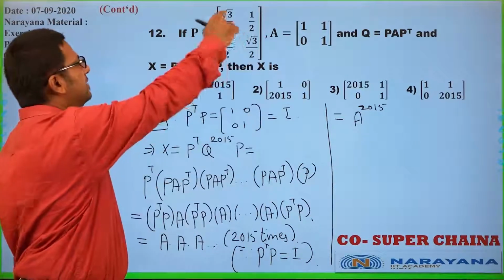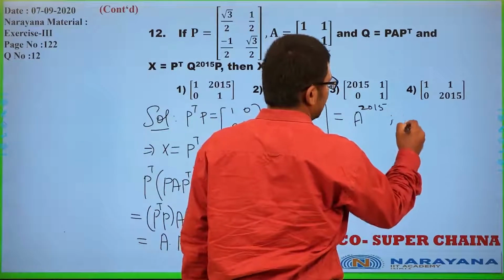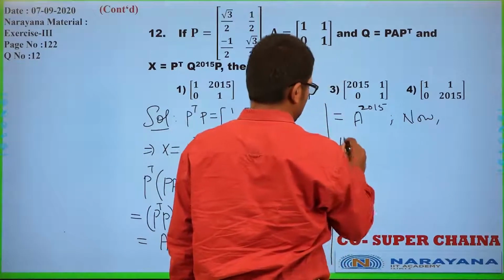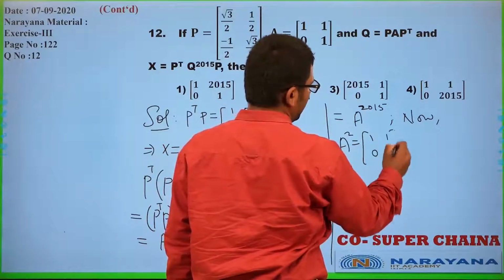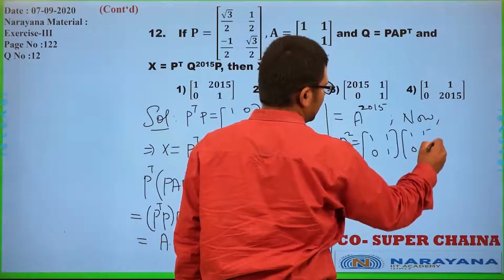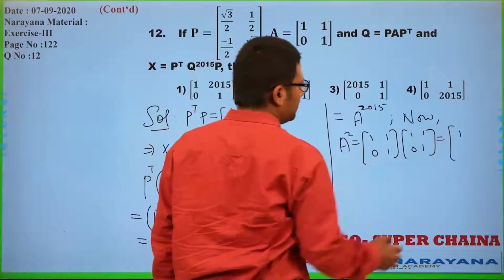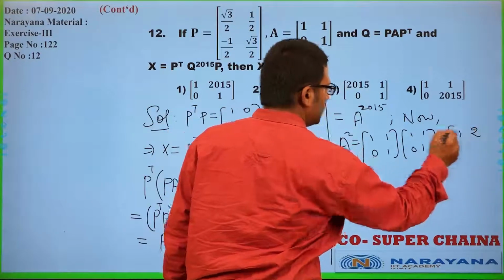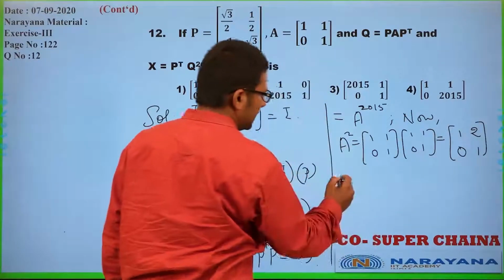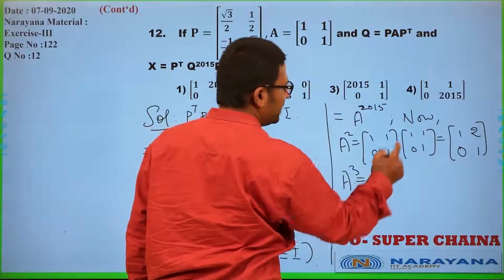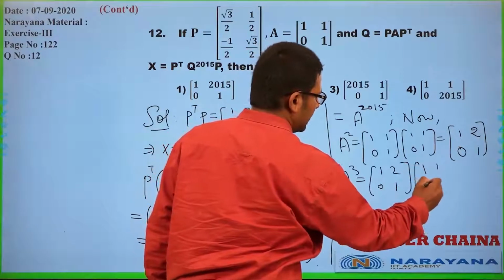Now let us check what happens when you take powers of A, right? So we will say now A square is 1101 into 1101, which is, check, 1 plus 0, so 1, then 1 plus 1, 2, 0 plus 0, 0 and 0 plus 1, 1, right? A cube would be, use that directly, 1 2 0 1 into 1 1 0 1.